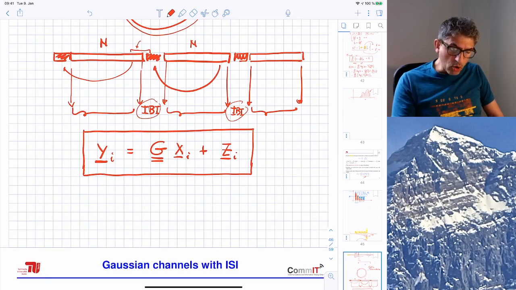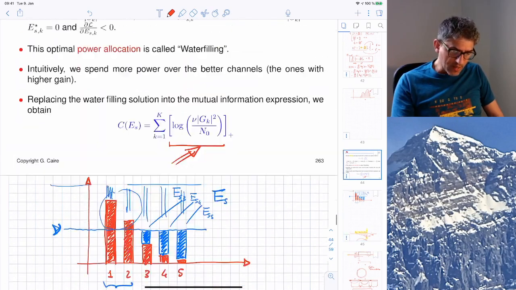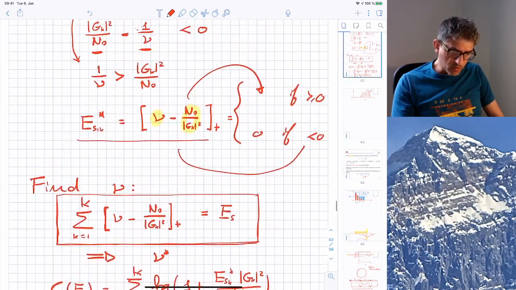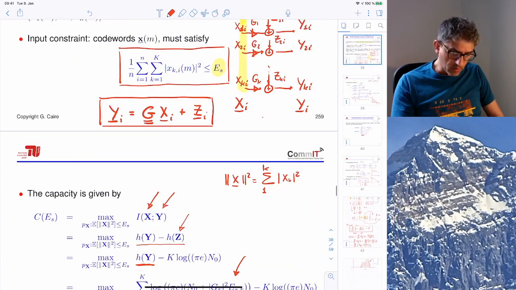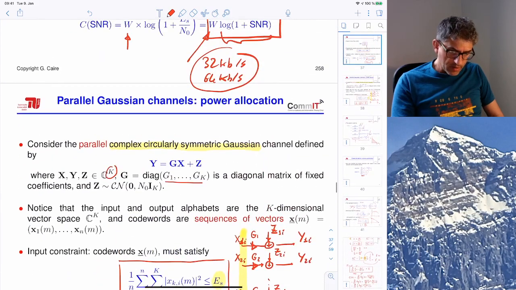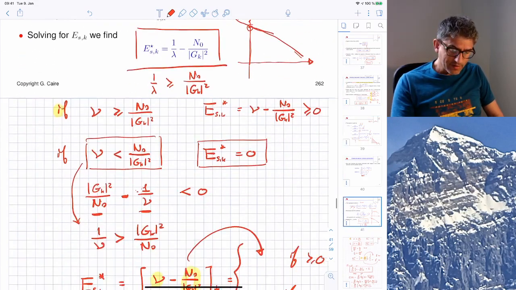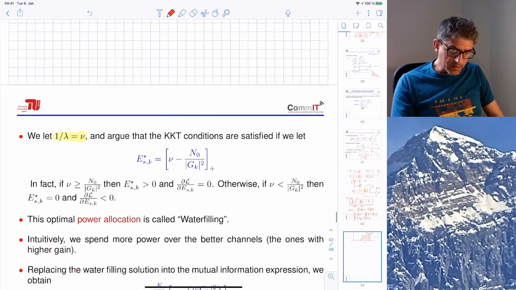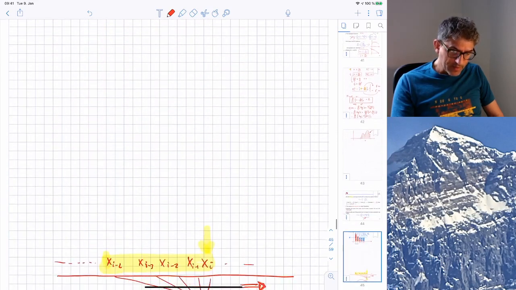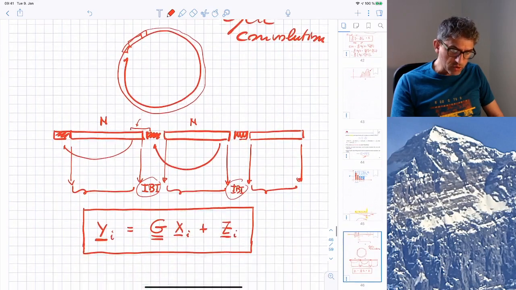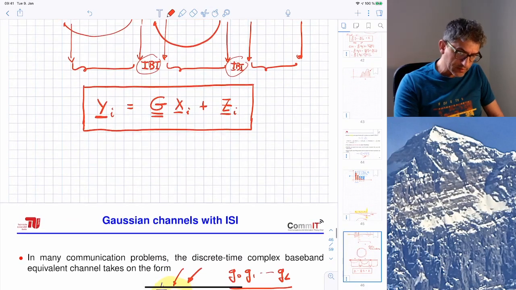And this is almost similar to what we have just studied. Look at what we have just studied. The parallel Gaussian channel model has the same equation. What's the difference here? The difference is that there the matrix G is diagonal, so we have exactly this parallel channel model. But here the matrix G is not diagonal. In fact, it expresses a cyclic convolution. The matrix G is circulant.